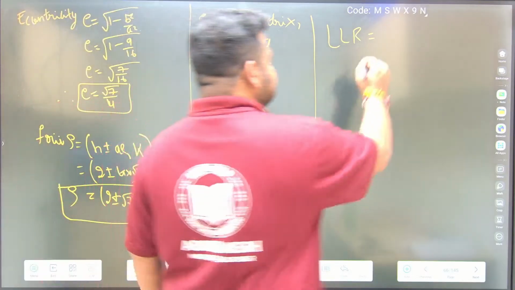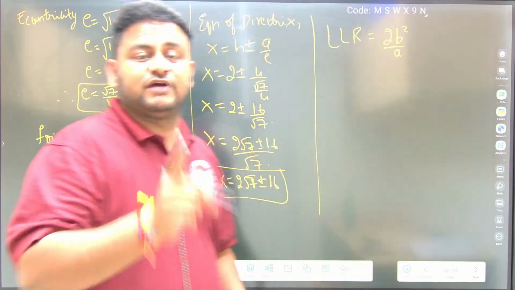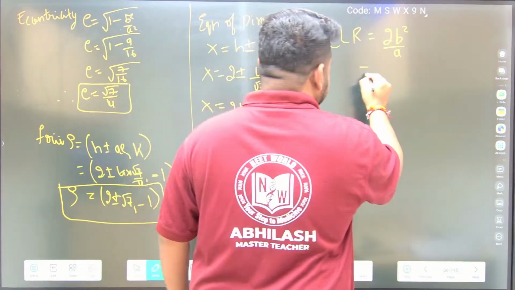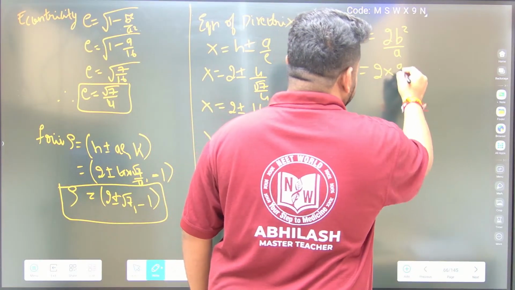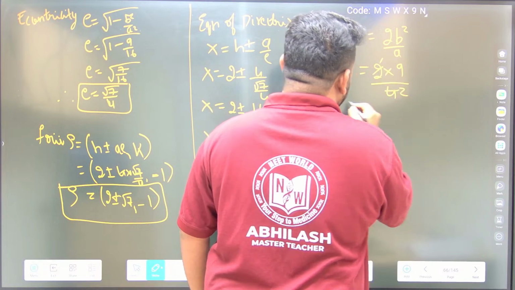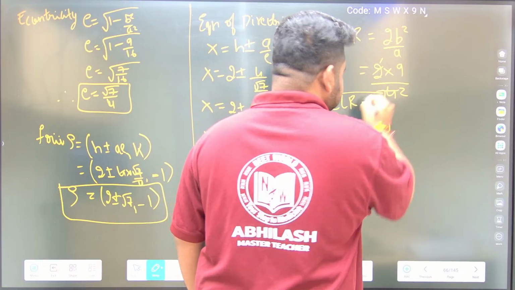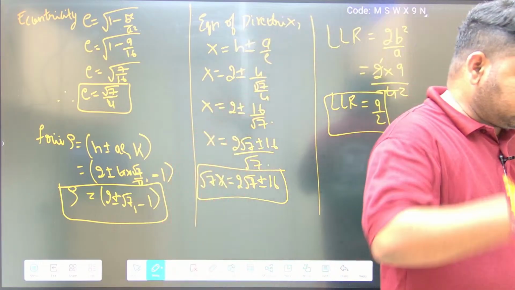So length of the latus rectum is what, friends? 2b square by a. It is not a square. 2b square, b square is 9, that is 3 square, by a is 4. So length of the latus rectum will be 9 by 2. Clear?